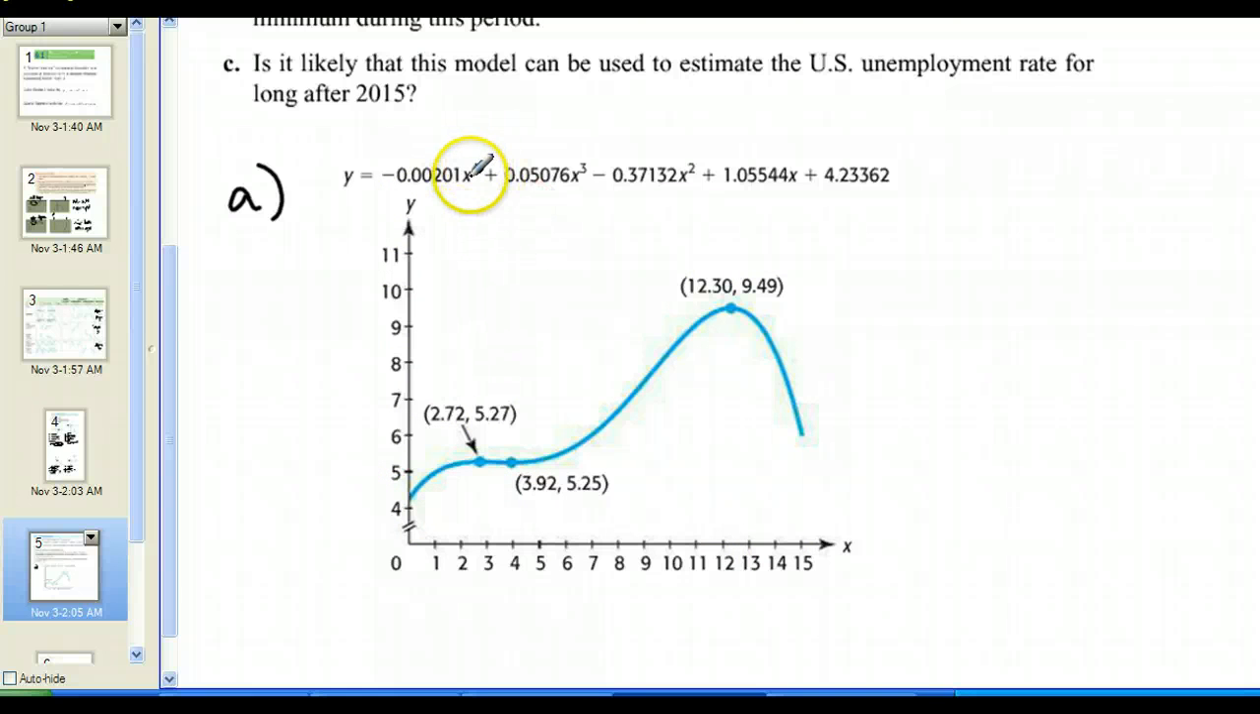Now remember, a quartic can turn 3 times, so there's 1, there's 2, it bends back the other way, and then there's the third one. Okay? So there's what the first part looks like.